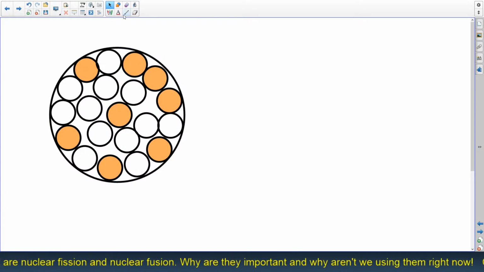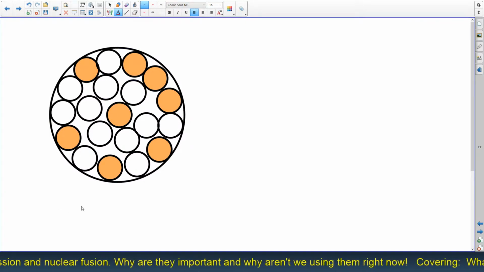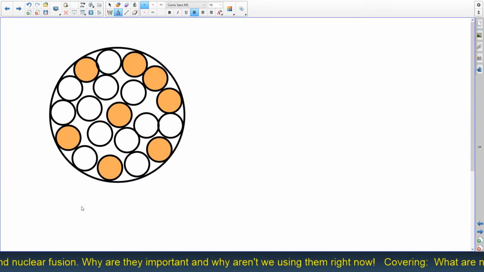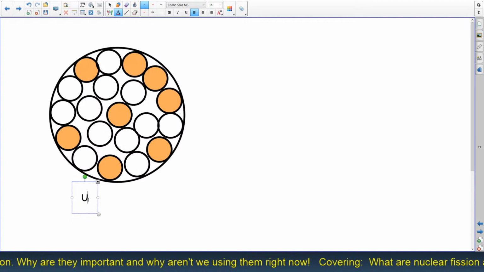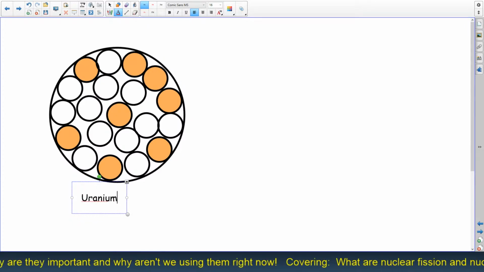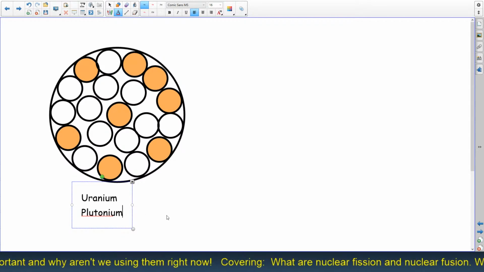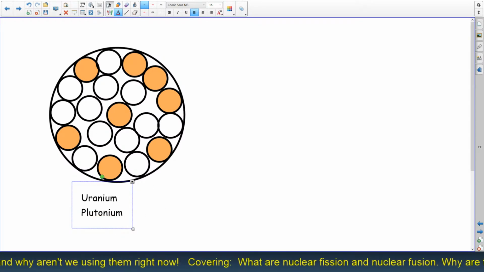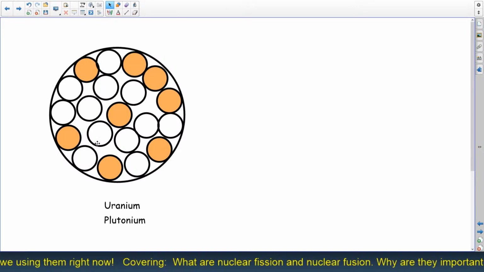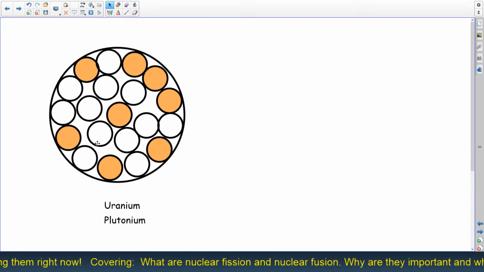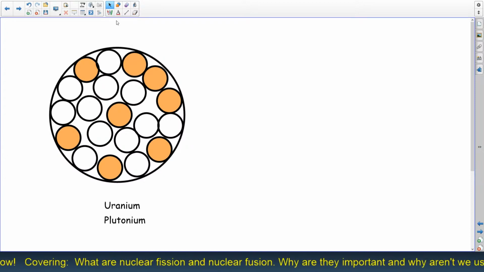That's what we want. That's what we want. We want a nucleus like that, that's stable but right on the edge of cracking up. And there are a couple of nuclei that are really good for that. There's uranium and plutonium. Okay, thorium as well, but we're not really going to touch on that too much. And this is stable, but with a little tap in the right direction, it's going to break up. So we're going to give it a tap.